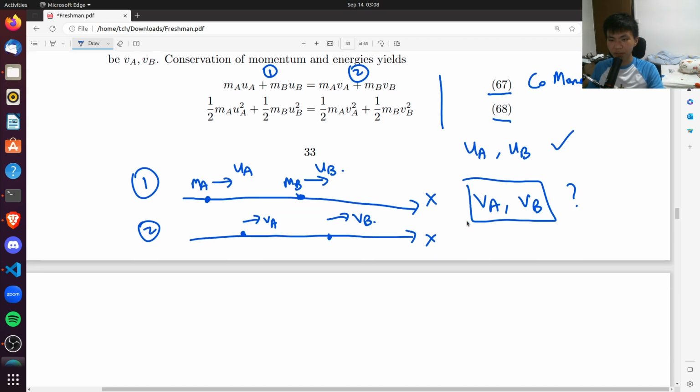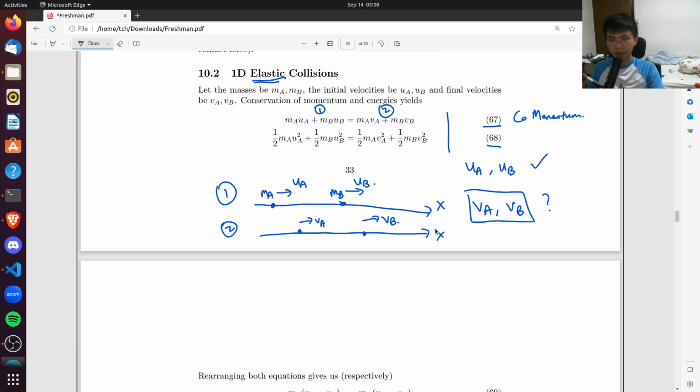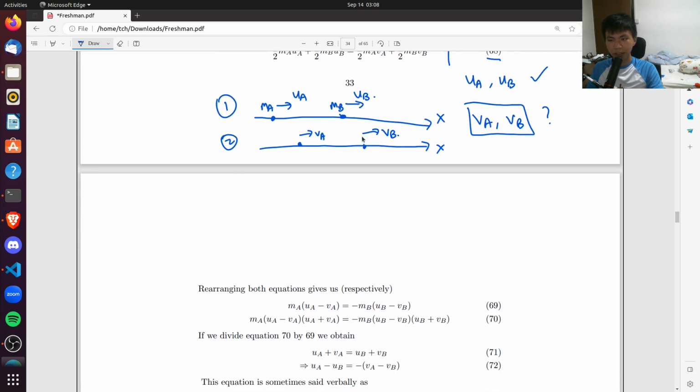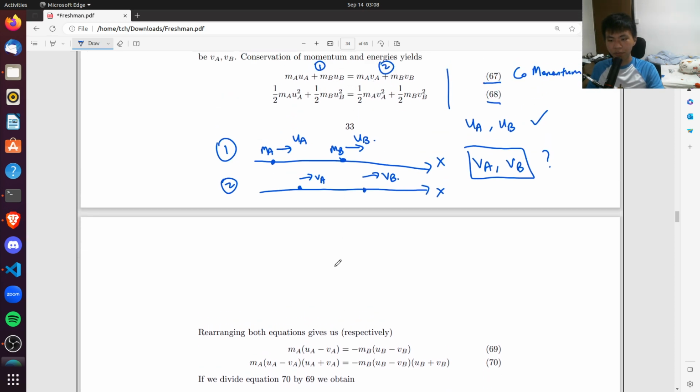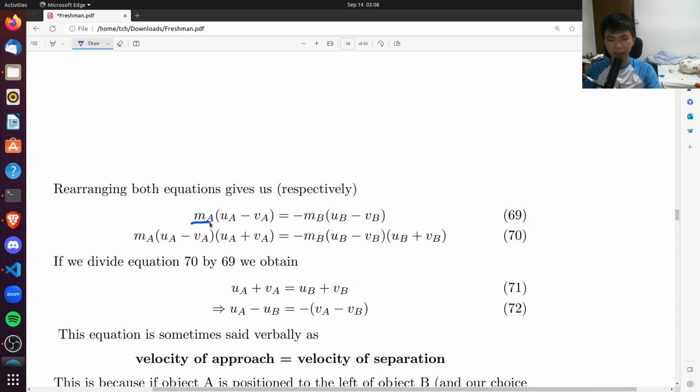Okay, so how do we solve it? One can realize that we can perform the following trick. If we take the conservation of momentum equation and rearrange it, moving terms such that the MA terms are on the left side and the MB terms on the right side, then we get equation 69.